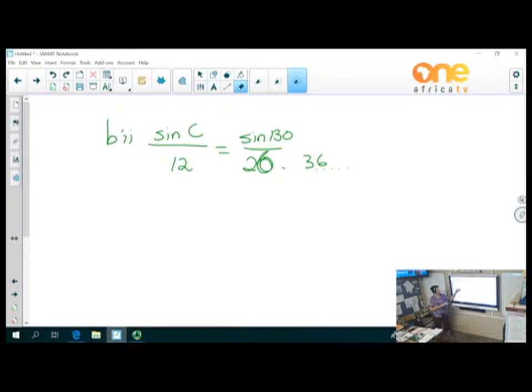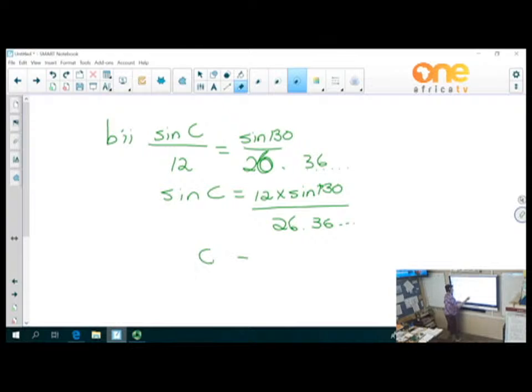Okay, now second function C, remember it was cross multiplication here. So sine C is then 12 times sine 130 over 26.36. Now I need to get an angle, second function sine. It's an angle, second function sine.